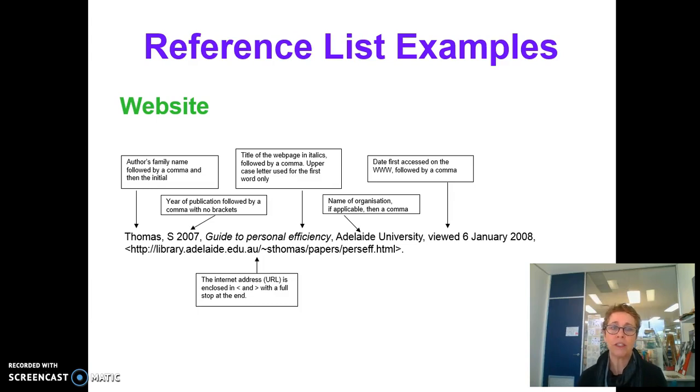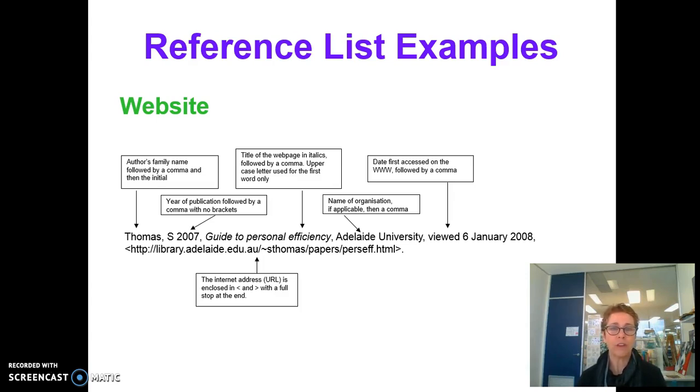Here we have a website. So lots of students just think they can just put a URL as the website reference, and that is incorrect. You have to look for an author. Remember, if there's no author, you're looking for an organisation. So in this case, we have an author. We've got Thomas, S, that's his first initial.